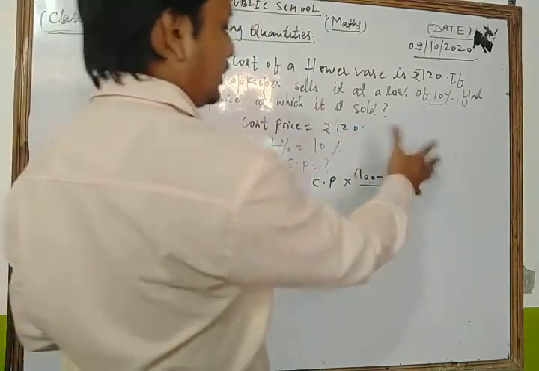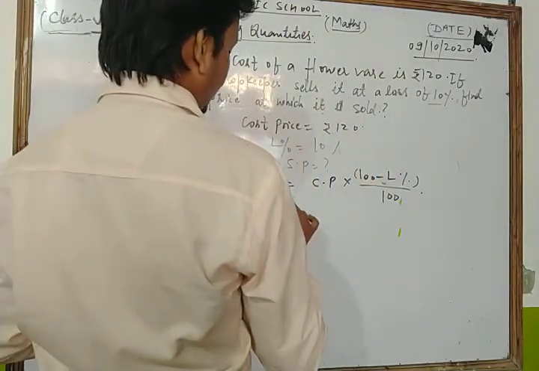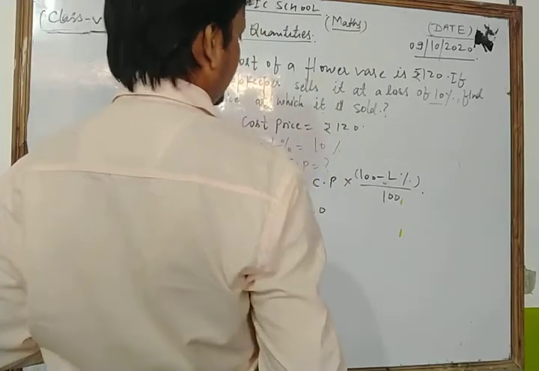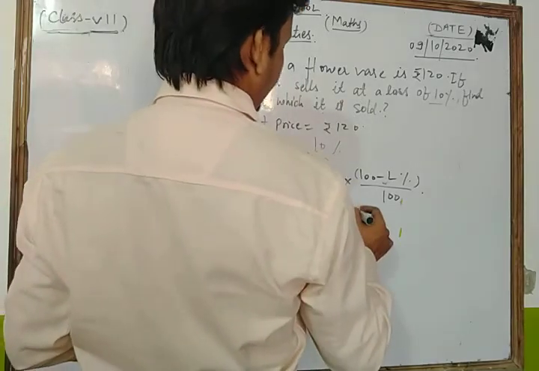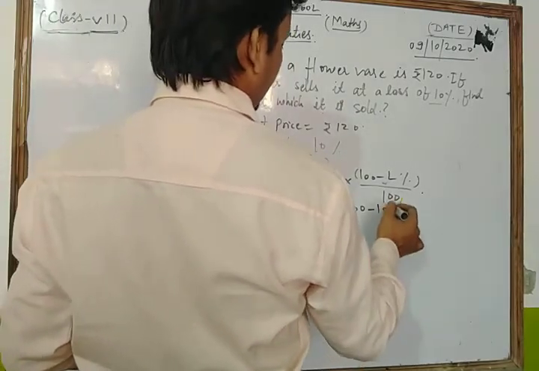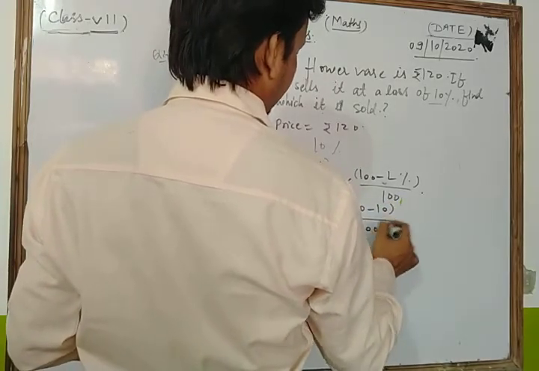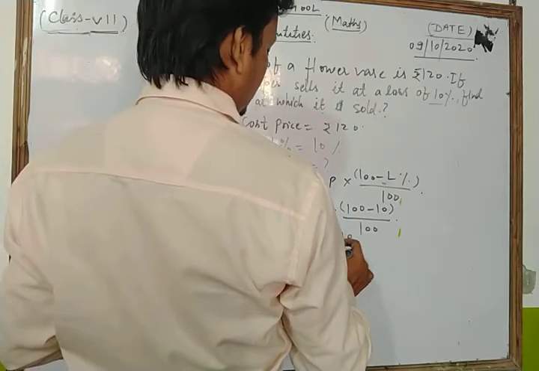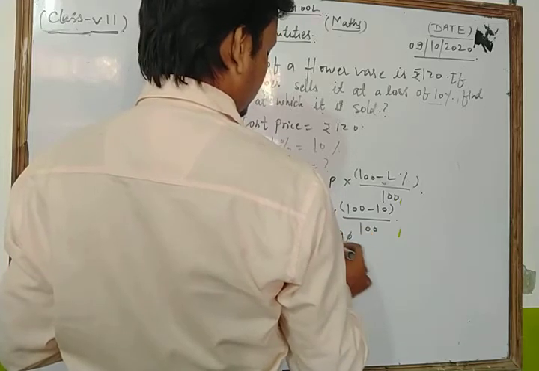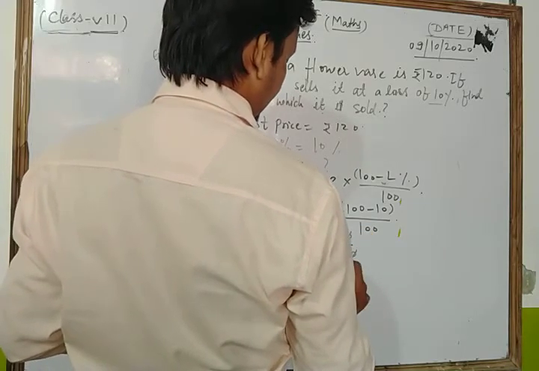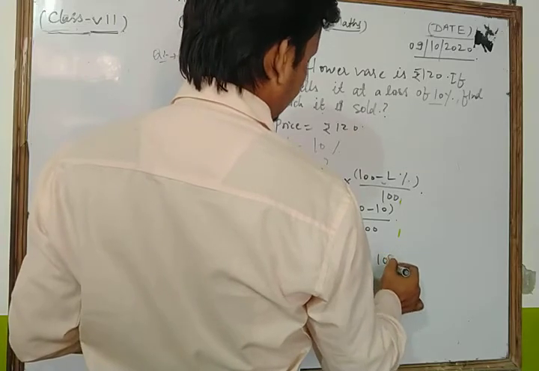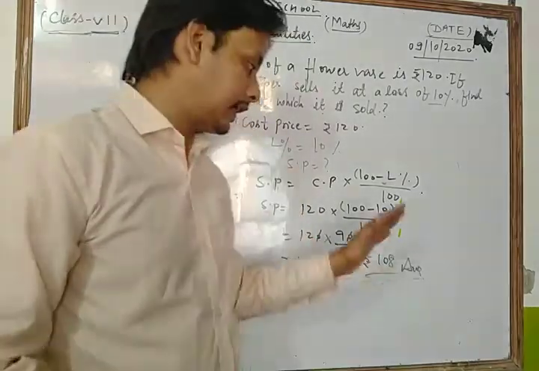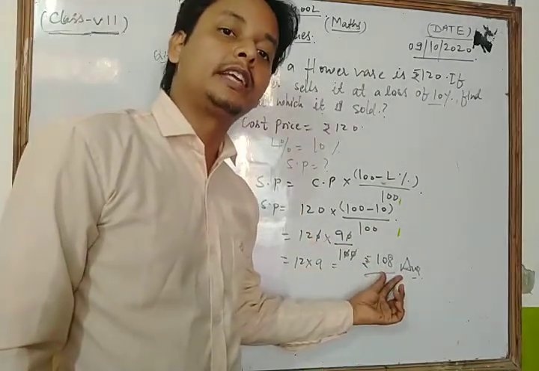Now we put all the values in that formula, so we get what? The selling price of that object is cost price 120, into 100 minus loss percent 10, upon 100. Now we simplify them. 120 into 100 minus 10, that is 90, upon 100. 0 0 cancel to each other. Now 12 into 9, that is rupees 108. This is the selling price of the flower vase, which is 108 rupees.